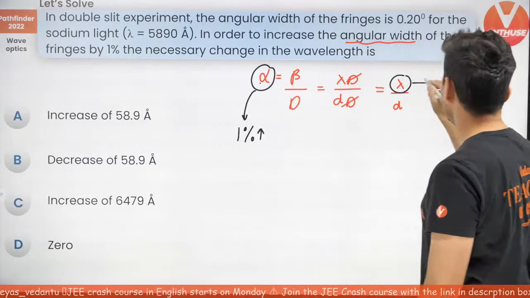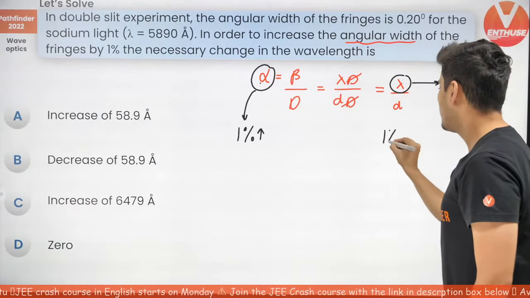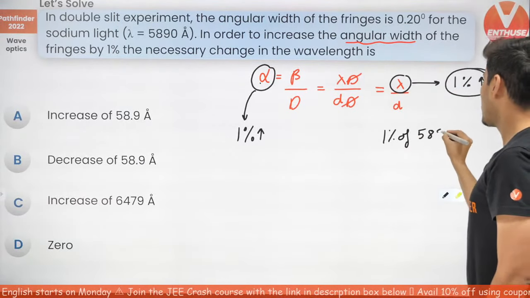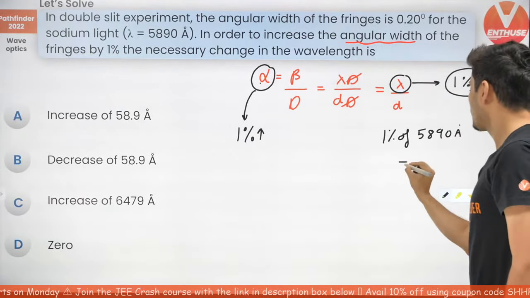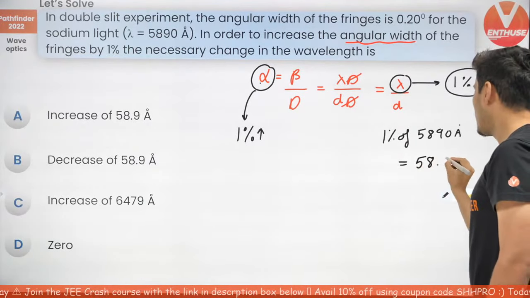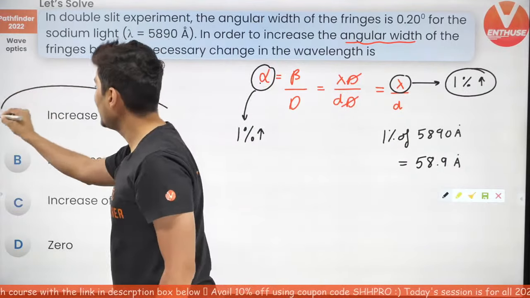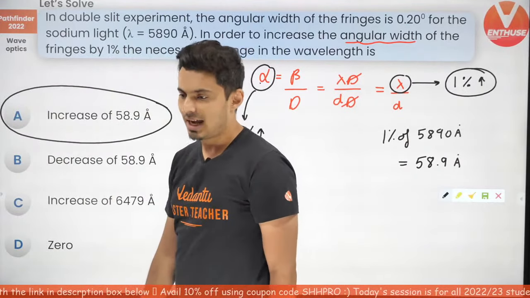So what is 1% of the wavelength? 1% of 5890 Angstrom will be 58.9 Angstrom. So you have to increase it by 58.9 Angstrom. As simple as that.